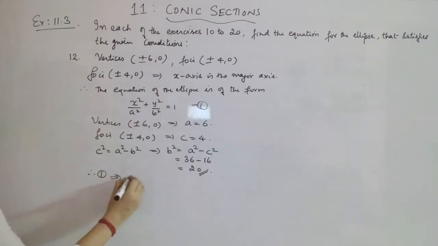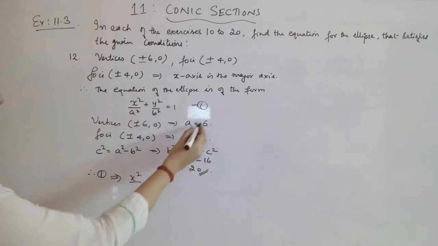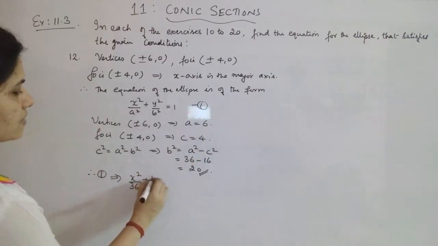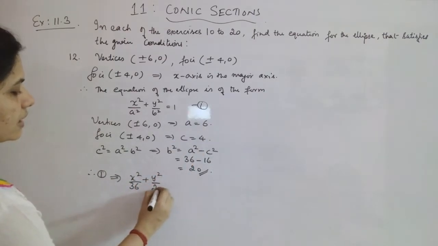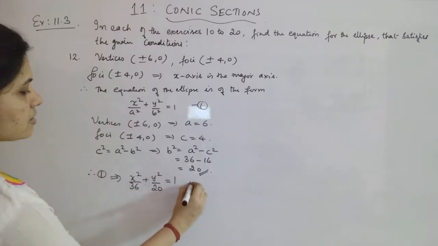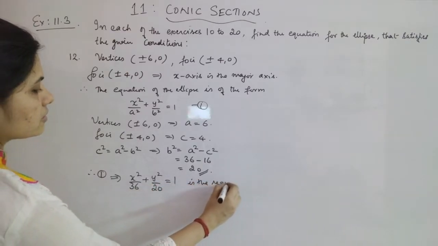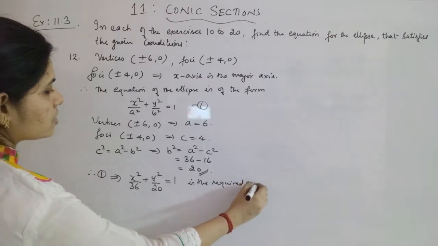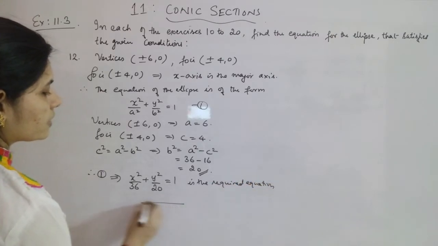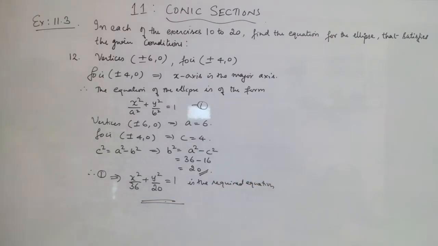Therefore equation 1 will become x square by, what is a square? 36, plus y square by b square, which is 20, equal to 1. This is the required equation. Understood? So here you can see that the denominator of x square is greater than the denominator of y square. That means the major axis lies on the x axis.